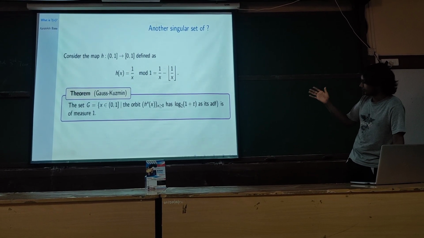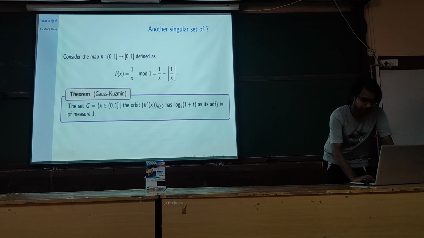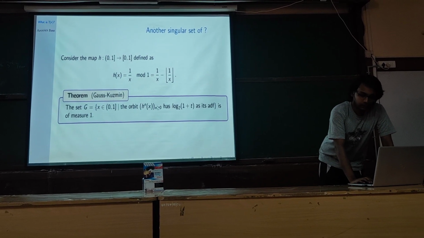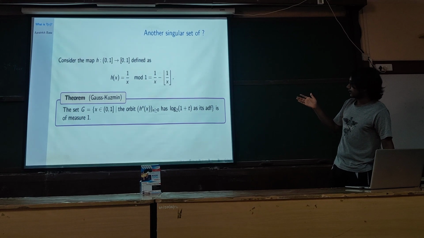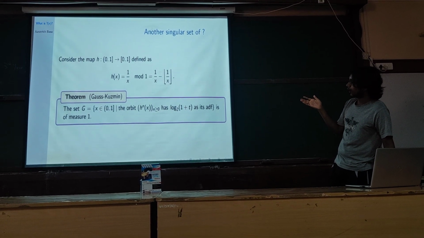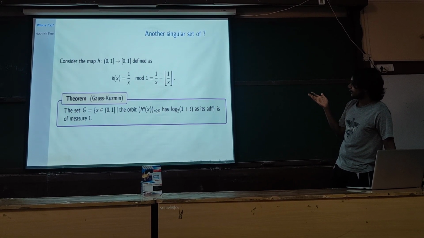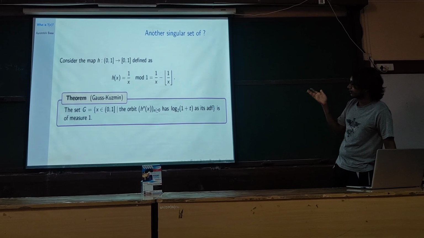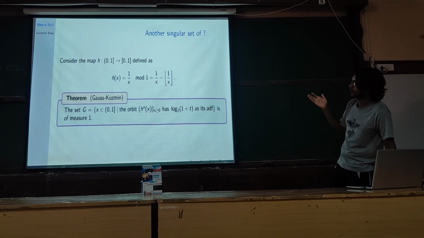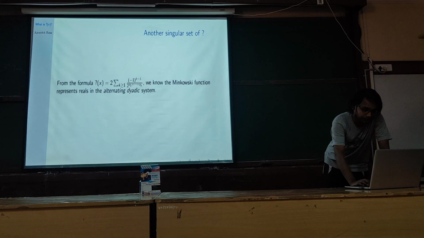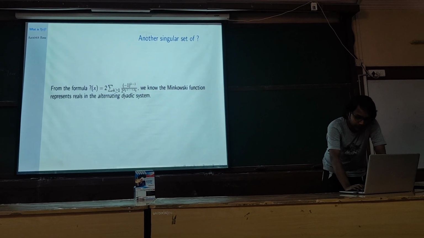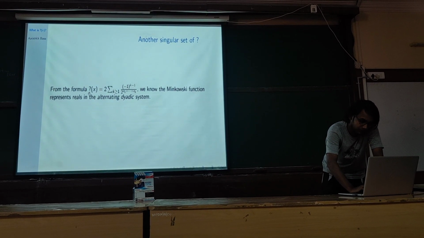So the set of x for which this property holds is of measure 1, right? And so we call this set G the set of Gauss-Kuzmin numbers. So essentially it's a set of numbers for which exactly log base 2 of 1 plus t is the asymptotic distribution, right? Now, to relate this to the question mark, we go back to this definition.